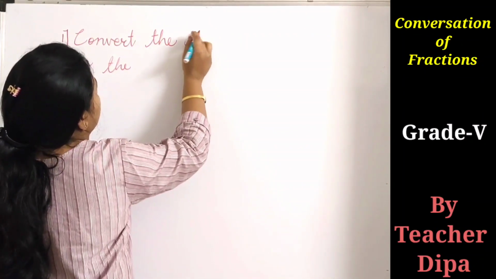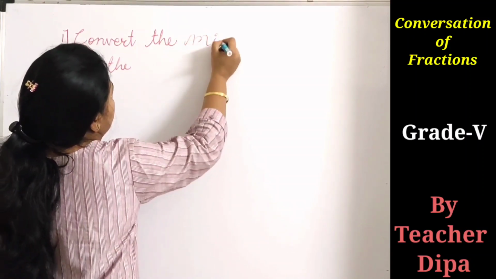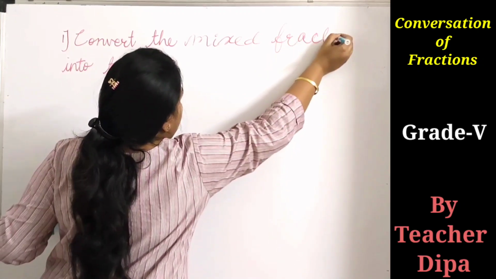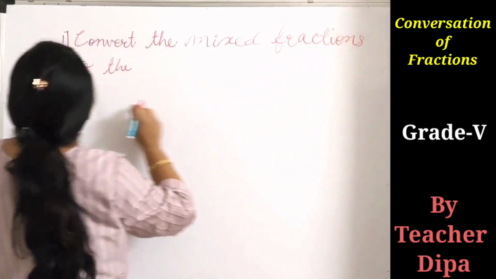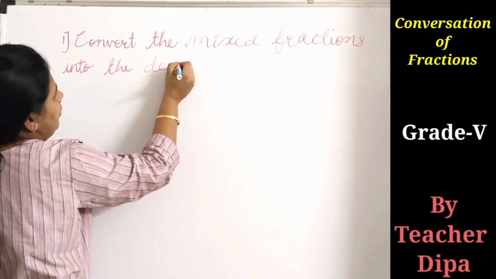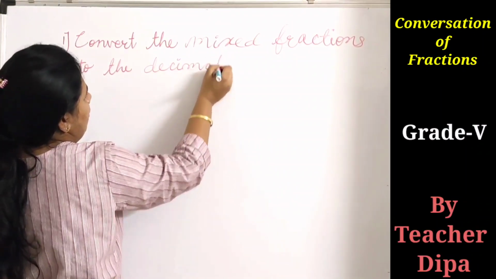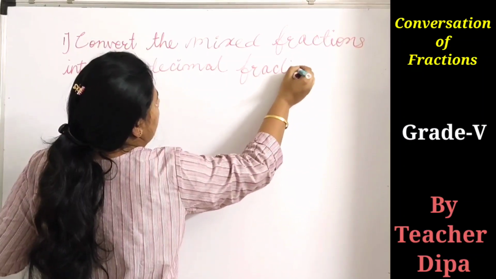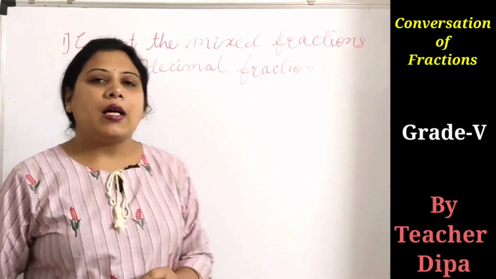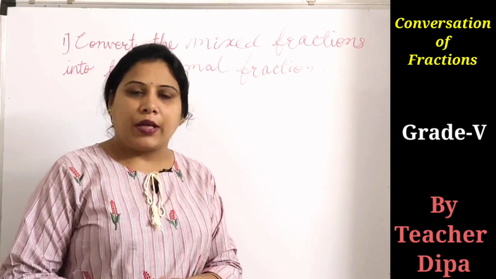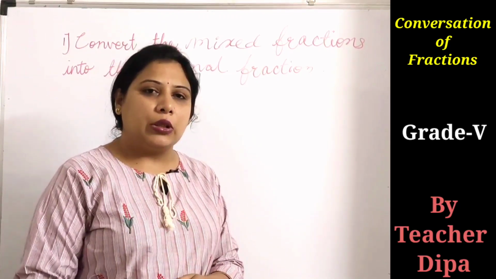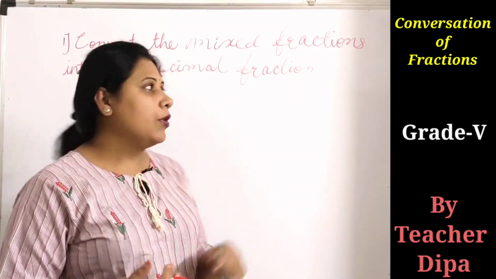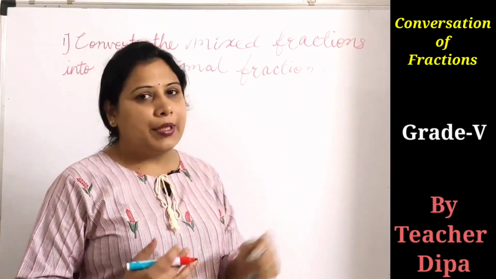Convert the mixed fractions into the decimal fraction. The question can be asked to convert it into the decimal fraction or to convert it into the improper fraction. So if it is asked to convert it into the improper fraction, we do not need to convert it into the decimal fraction.